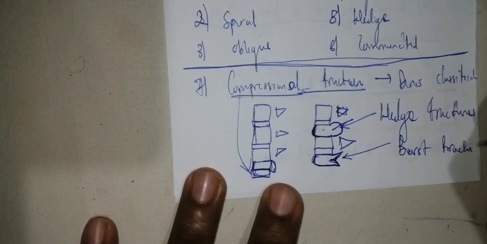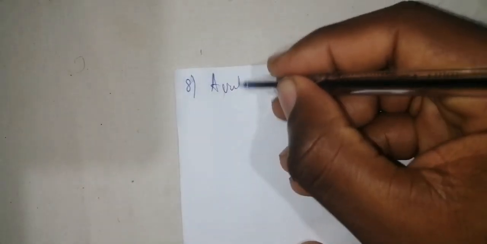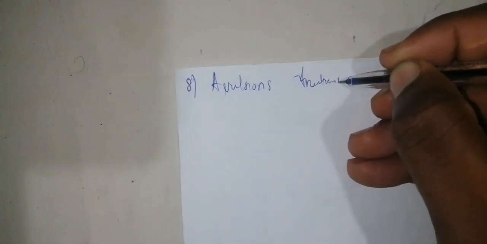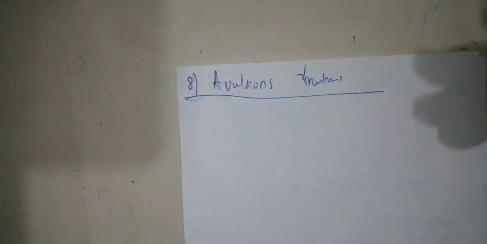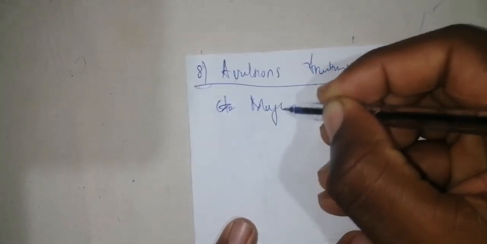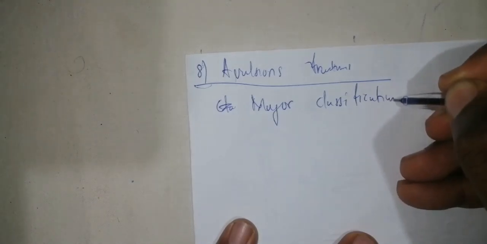So those are the fractures associated with the closed fractures. Now, the next fracture associated with closed fracture, we have avulsion fractures. Avulsion fractures are other fractures associated with closed fractures. Now, after having seen examples of fractures in closed fractures, we're going to see now the major classification of closed fractures.